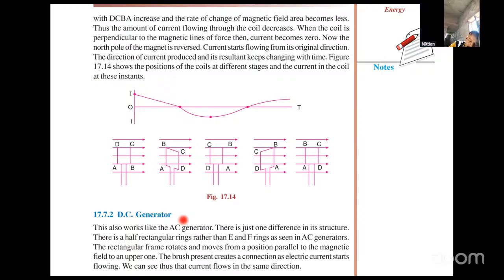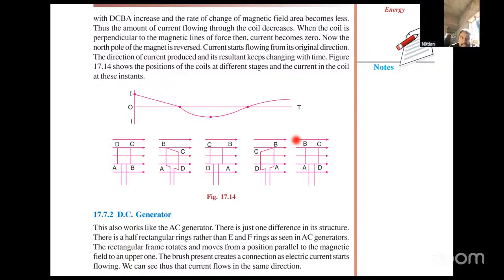So you guys can check this: when it is rotating and parallel to the magnetic field line, then it is maximum. When it becomes perpendicular to the magnetic field line, it becomes zero. Then again parallel, because the direction changes: it was ADCB, now it becomes DCBA, which means the direction changes and the current becomes maximum in the downward direction, then zero. Like this it happens. Did you understand, guys? Yes, sir.